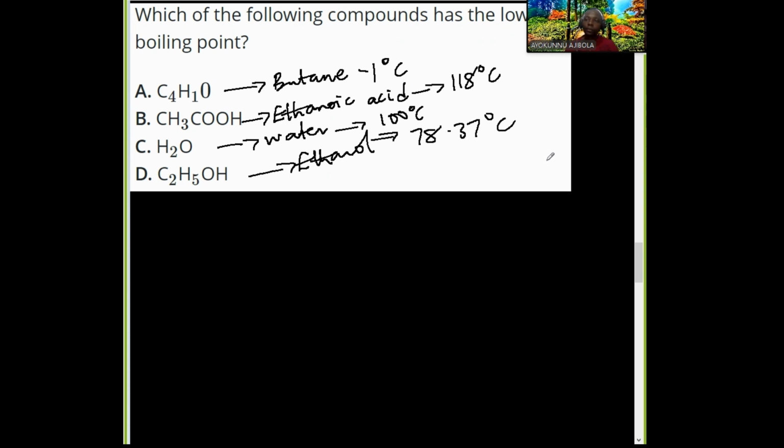Lowest boiling point, minus one. Yes. Okay, lowest boiling point. Is this 78 or minus one? Which lowest is negative one, right? So it's butane.